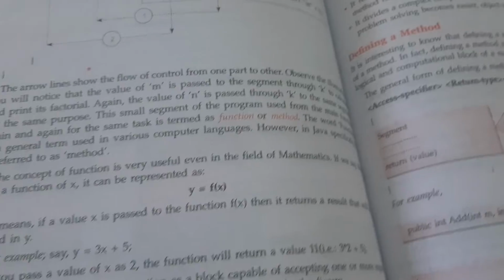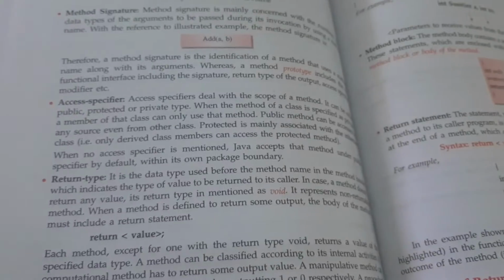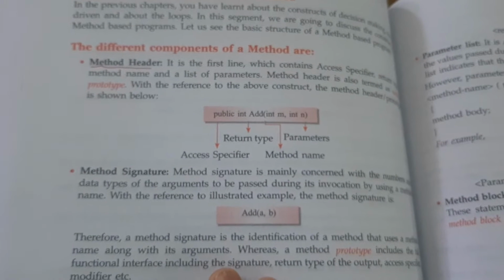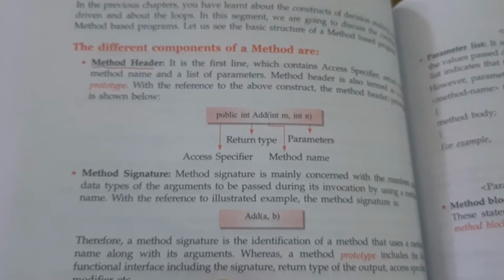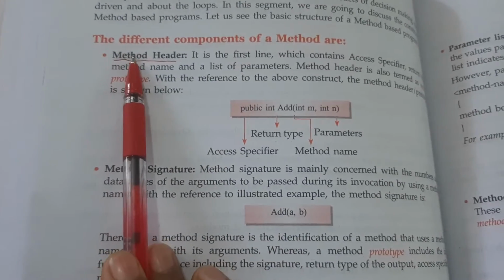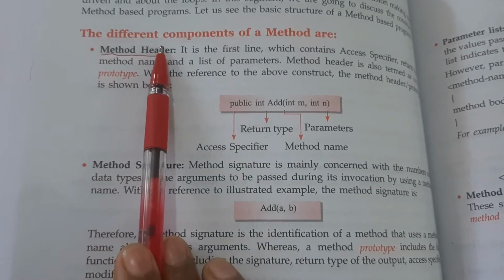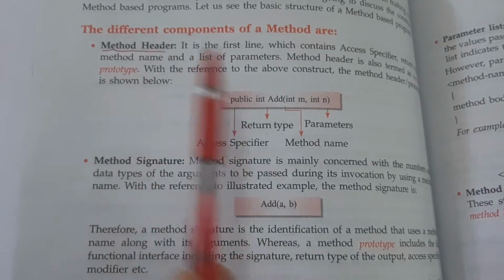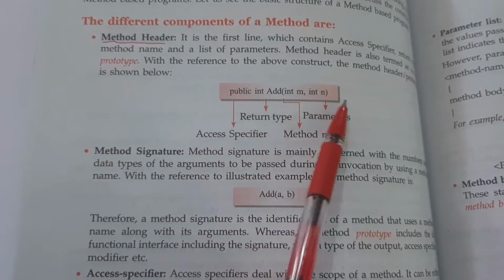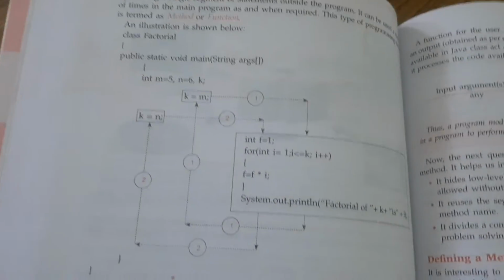Now there are various components that are important. There are different types of components in a method. The first method component is the method header. What do you mean by method header? When you declare public int add(int m, int n), see the example program given here.